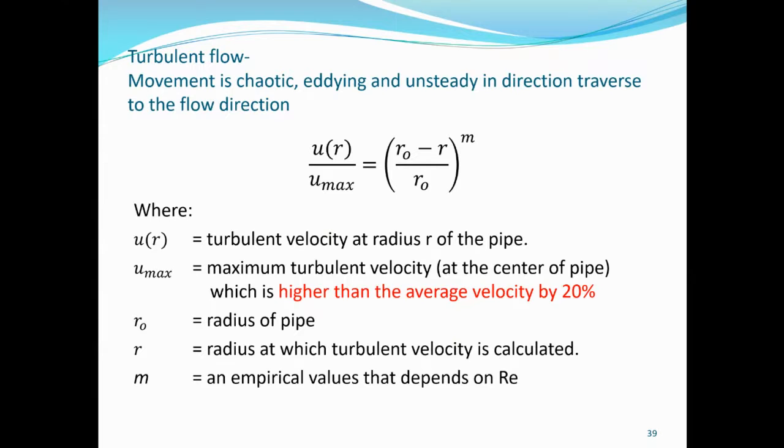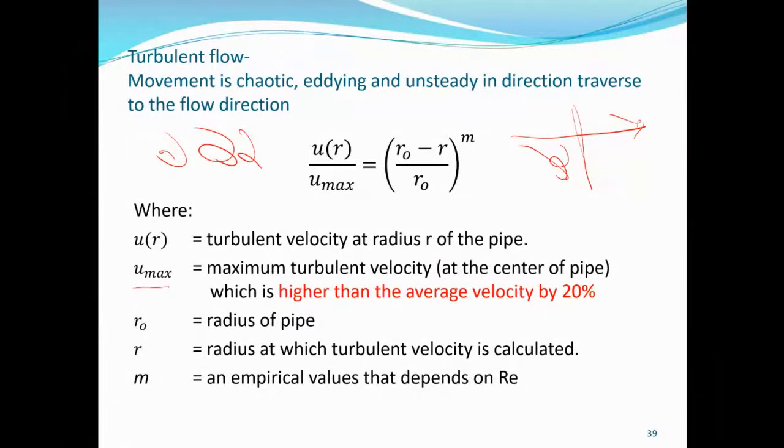For turbulent flow, the movement is chaotic, eddying, and unsteady in direction transverse to the flow direction. So it is eddying, mixing. This is the direction of flow, and you have flow even transverse to the direction of flow. So this is the power law, where u_r is the turbulent velocity at radius r of the pipe.